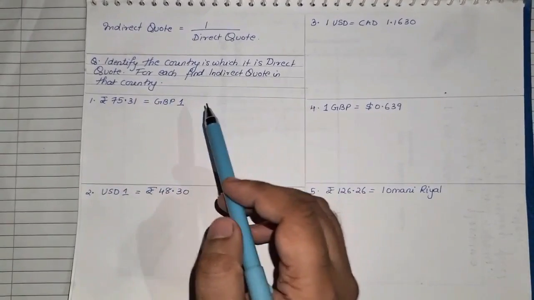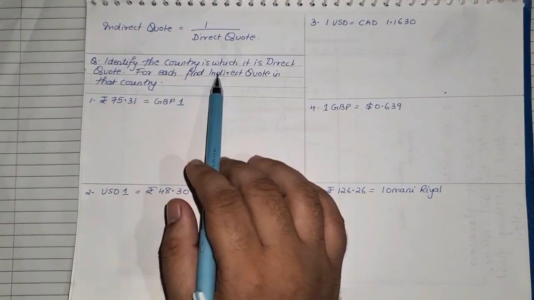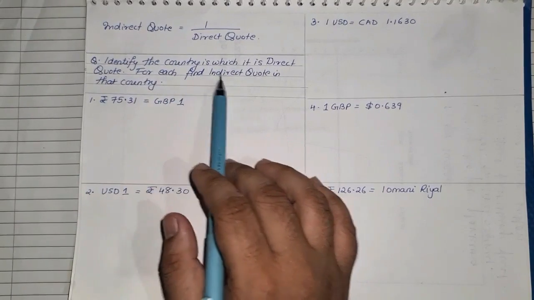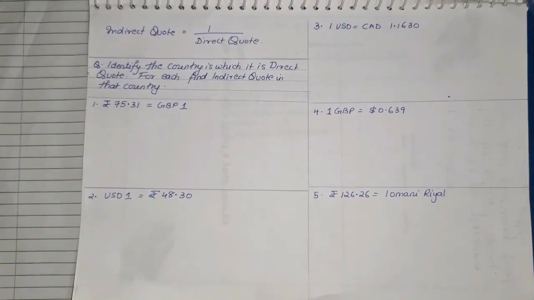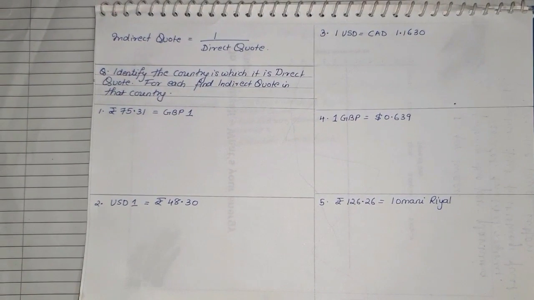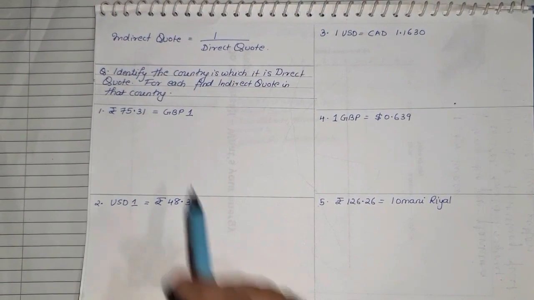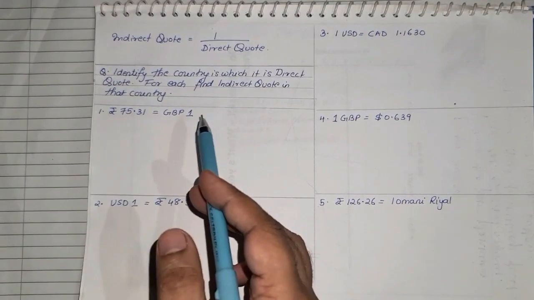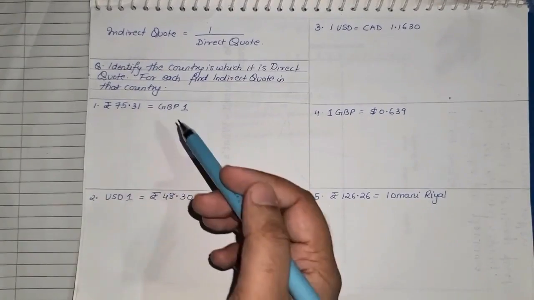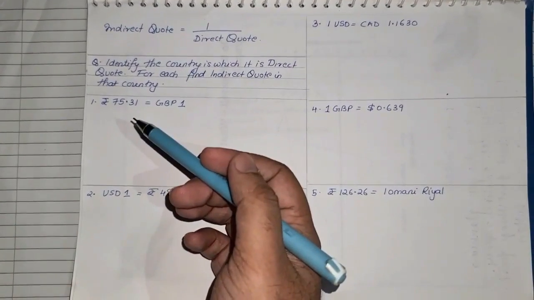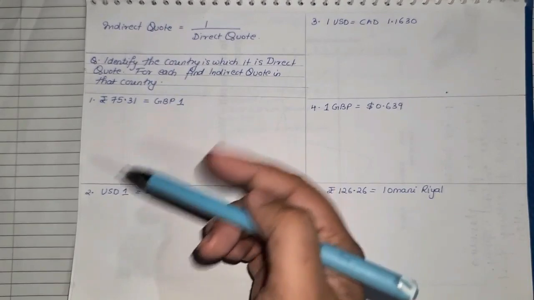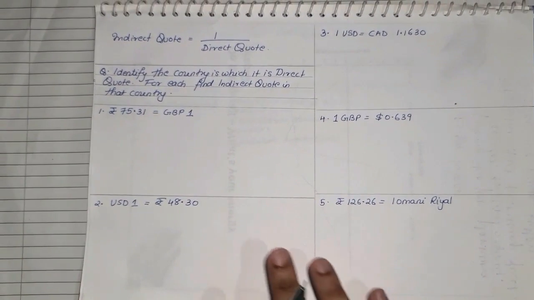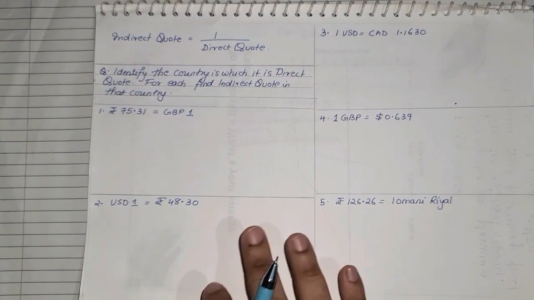Okay, now the question you will get is something like this: identify the country in which it is a direct quote, and for each find the indirect quote in that country. So two things we have to find in this. Number one, we have to first identify the statement or the quote which has been given to us, in which country that quote is direct, and once you can identify that, then we can easily find the indirect quote using the formula. Now in order to identify the direct quote, it is very simple.